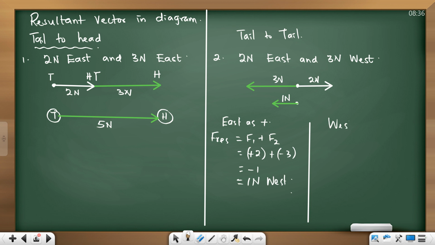Elena decides to choose west as positive. F resultant equals F1 plus F2. If west is positive, east has to be what? So, what is our F1? Negative 2, because that's east. Plus, what is F2? Positive 3. What's your answer? 1 Newton. But this answer is positive, right? And we said west is positive. So what's your answer? 1 Newton. Same answer.